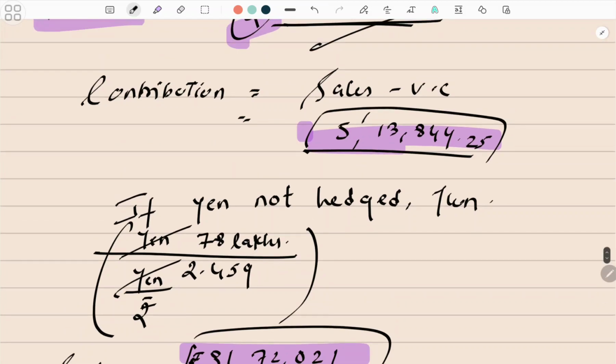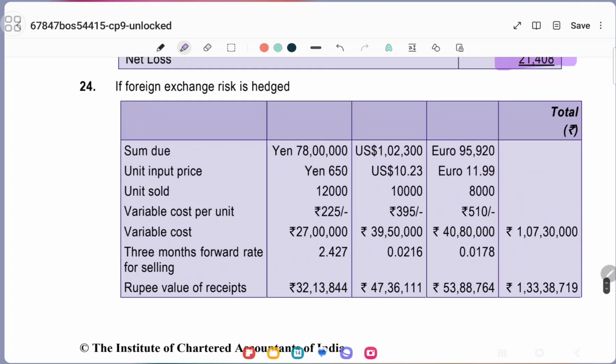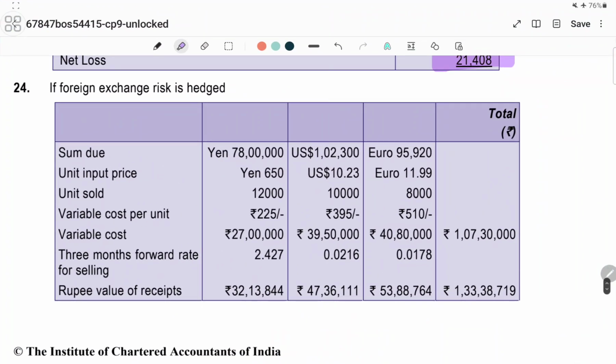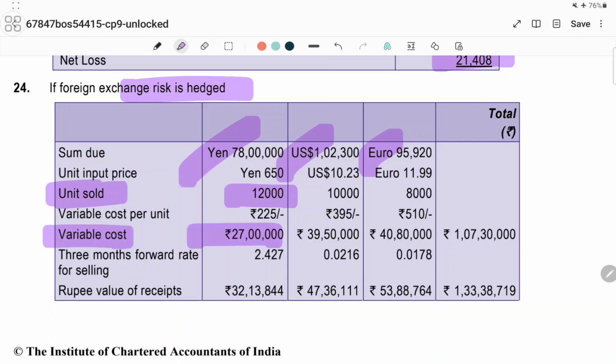Okay, now we'll just go to the study material and see the complete solution in front of you. I'll just give you an overview because we are revising. It's already 13 minutes in this sum, so it's a long time. If foreign exchange is hedged, what is your foreign exchange? In Indian context, your foreign exchange is yen, dollar, euro. See, I've done what they have done. Units sold, they got 12,000, and by multiplying with the sale price per unit, then the total variable cost they got. Then the 3-month forward rate in case you are hedging.